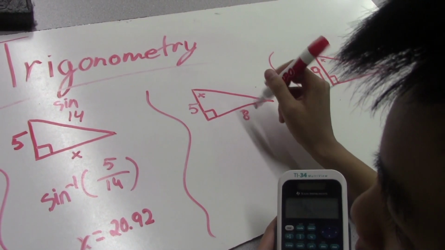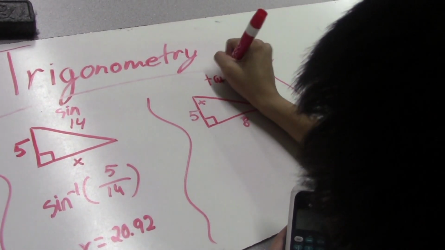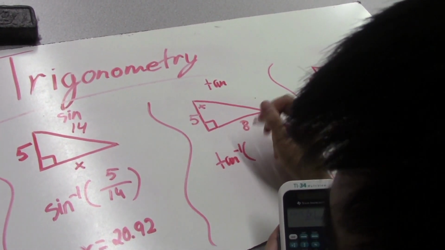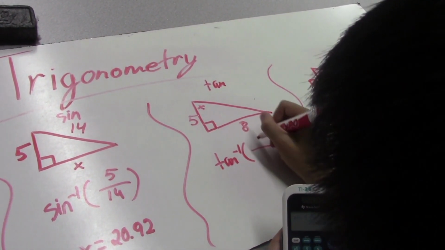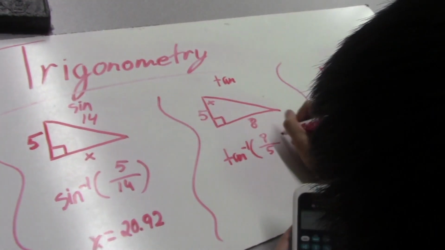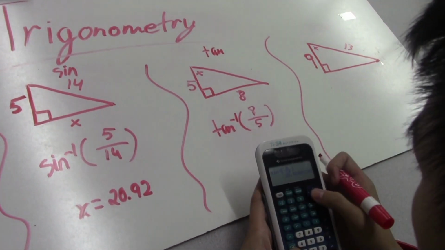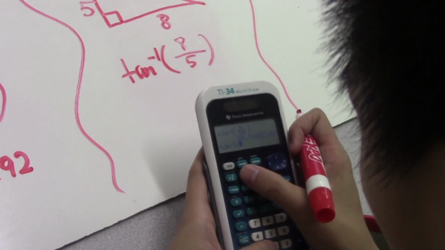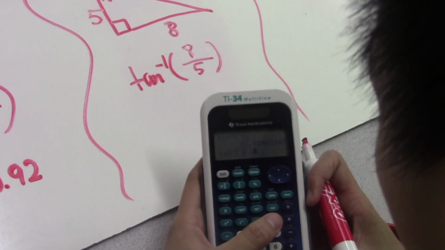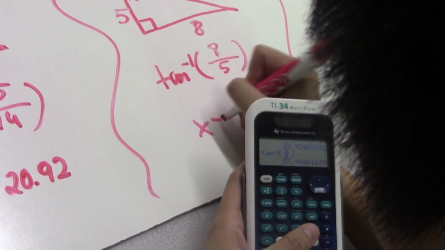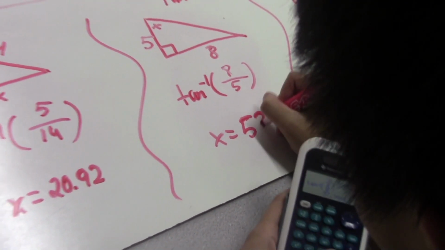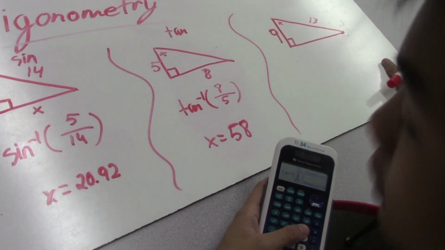Moving on, you see that opposite is given as 8, and you're given the adjacent. So you're looking for opposite over adjacent. This would be tan. So you need to find the inverse of tangent, which would be opposite over adjacent. So 8 over 5, and you should get x to equal 58.